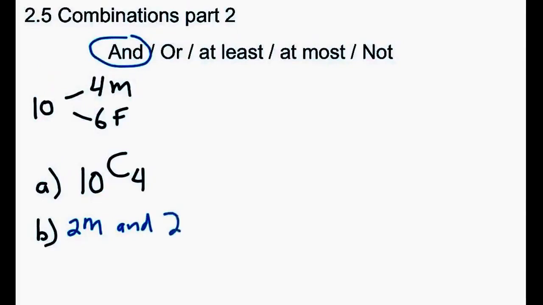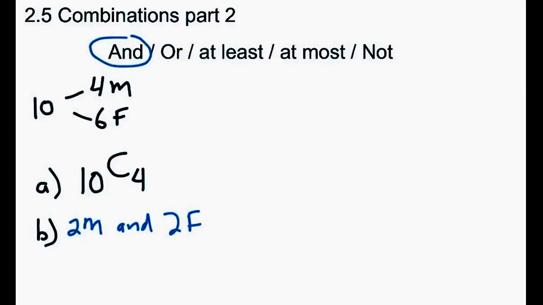Okay, so now for our second one, let's look at what happens when we combine the word and in there. We want to still pick 4 people out of 10, but in this case I want to do a group that has 2 males and 2 females. So still 4 out of 10, but now we're going to get more specific where we want 2 males and 2 females.